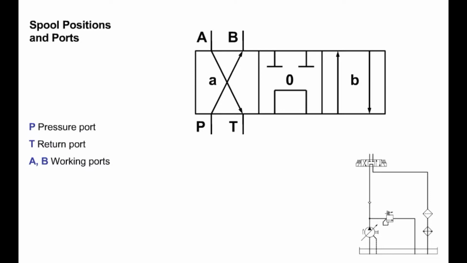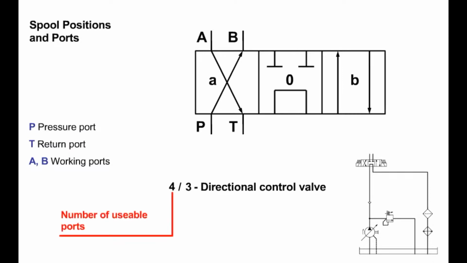Directional control valves are designated in accordance with the number of ports and spool positions as follows. The first number indicates the number of usable ports. In our case, this is 4. The second number indicates the number of possible spool positions. In this example, there are 3.